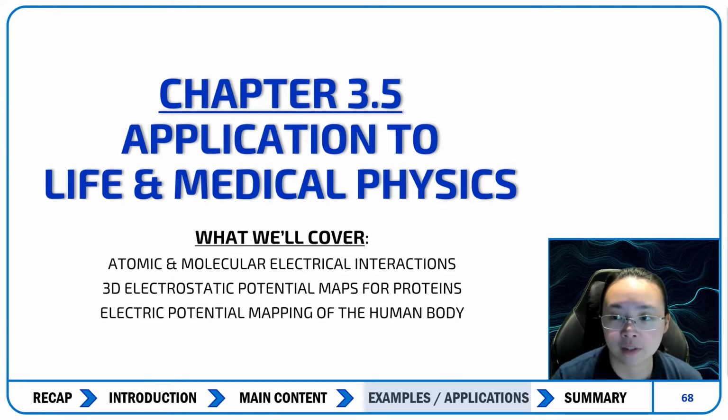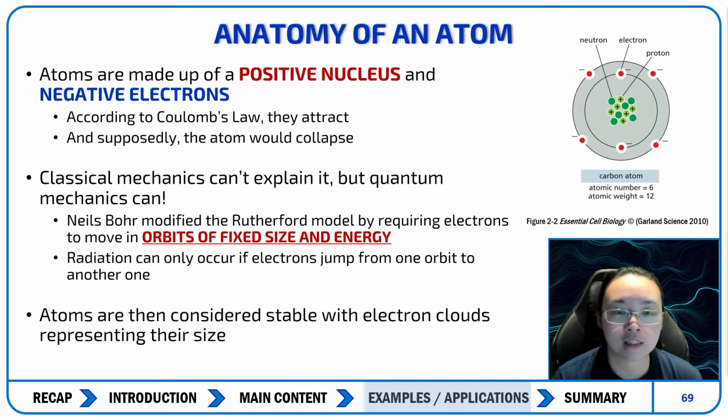And the first thing we want to talk about is just atomic interactions. So before going through that, we do have to understand the anatomy of an atom. If you do want to learn more about these types of interactions, you can always take physics 280 and 380, where we go in depth into each of these topics. So with the anatomy of an atom, I don't really have to explain this too much, but we know that atoms are made up of a positive nucleus and negative electrons, where the nucleus has protons and neutrons.